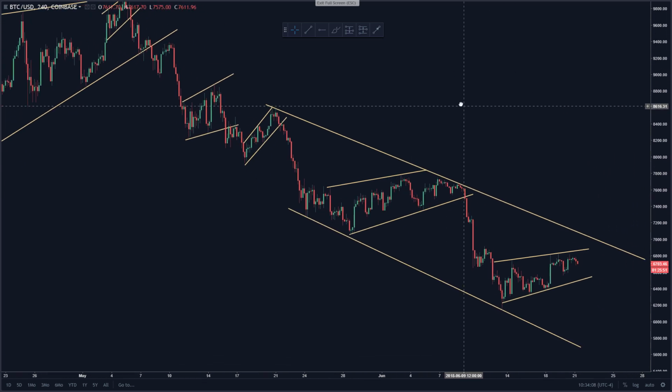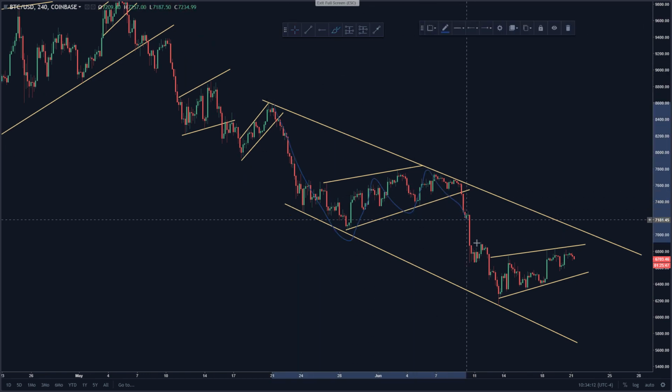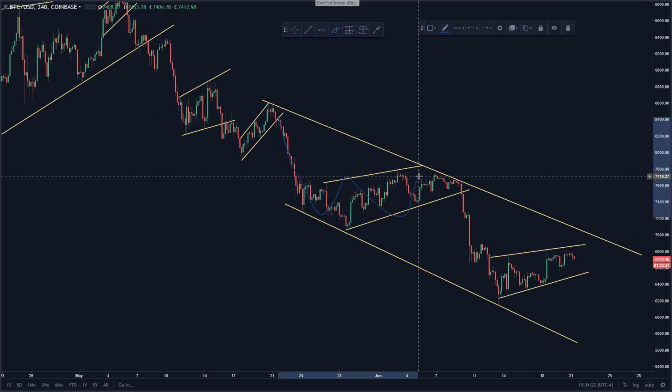So I want to clarify this. We have a descending type channel, which would indicate a move to the upside, right? However, if you look at this and you look at the current price action, we had an impulse, a correction continuation pattern, an impulse, another continuation pattern. What would you expect to happen next?